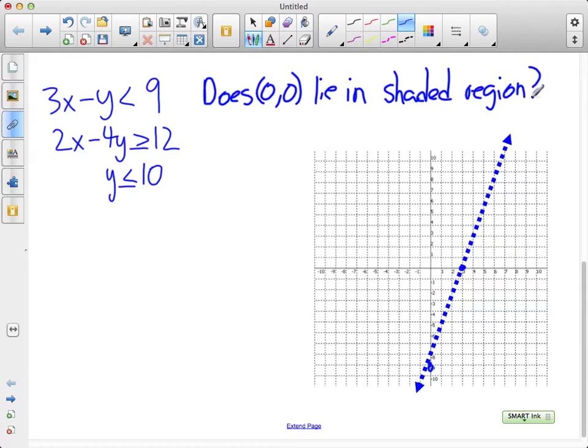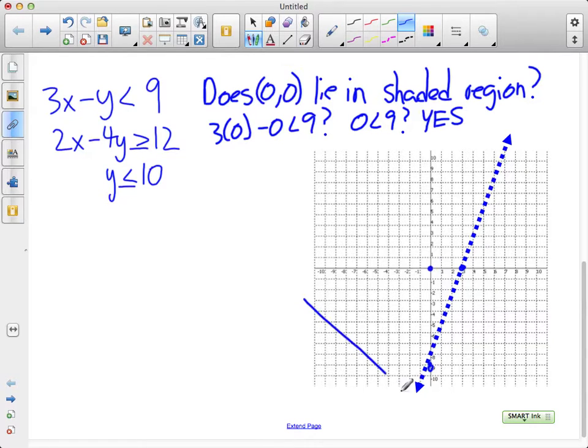I'm just going to check. If both x and y are 0, because I'm plugging 0 in for both of them, 3 times 0 minus 0, is it less than 9? Is 0 less than 9? Yes, it is. So 0, 0 does lie in the shaded region of this graph. So 0, 0 is right here, and I'm going to shade everything that includes 0, 0, which means it ends up being the top side of the line.